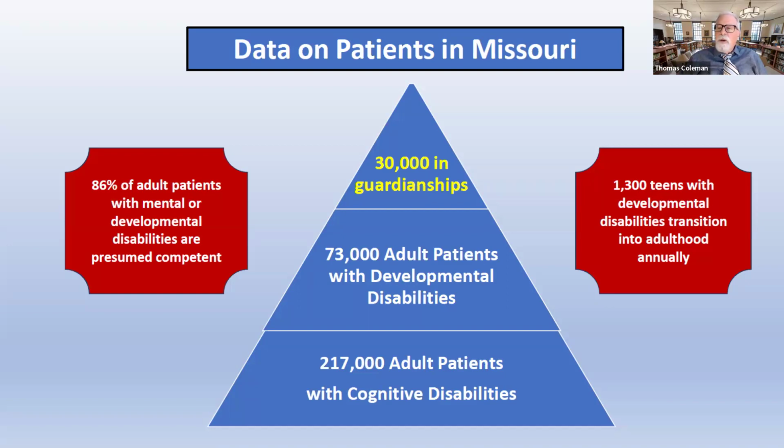There's also another 1,300 teens in Missouri who have developmental disabilities. They're in a process we call transition to adulthood. 1,300 teens annually are transitioning from being minors to adults. So this patient population is one that the healthcare industry should be paying close attention to, because as minors, their parents are making the healthcare decisions for them. The moment they turn 18, the parents no longer have that right unless it's delegated to them by the patient. The patients themselves have the right despite their developmental disabilities.